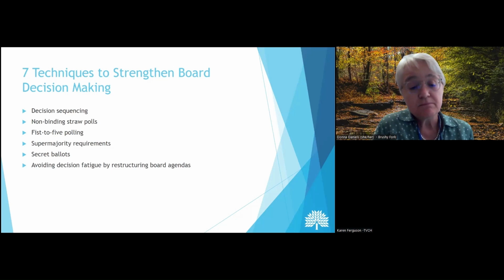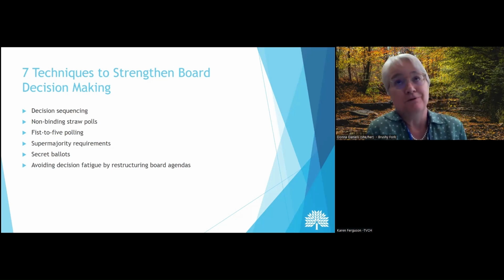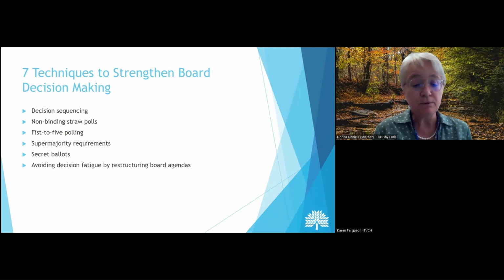You can also use secret ballots. Now, in our work with Brushy Fork, we always advocate for transparency in leadership because we believe that's important for people. But there could be times that you have a super controversial decision and you want to allow board members to vote without pressure. And then there could be a secret ballot.